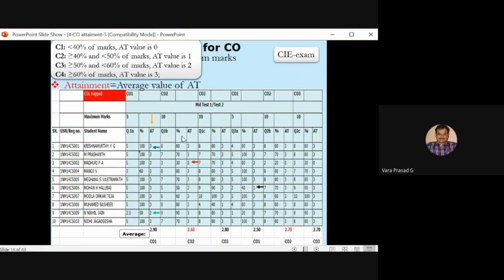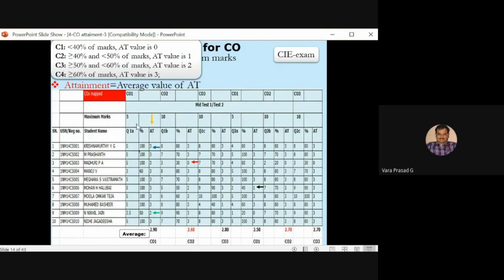Question 1B. If you look at Madhuri, in question 1B, she has scored 3 marks out of 10. So 3 divided by 10, how much? 30 percent. So it comes under condition 1. It is 0. Then what we have to do? We have to take the average value of all the students, because here we have written the formula. Now when I take the average value here, except this girl as well as Meghana, everyone has scored 3 points here. So when you take the average, I'm getting 2.6.